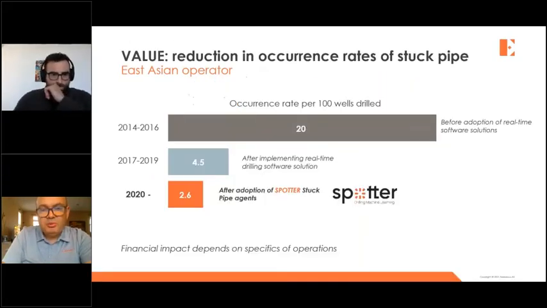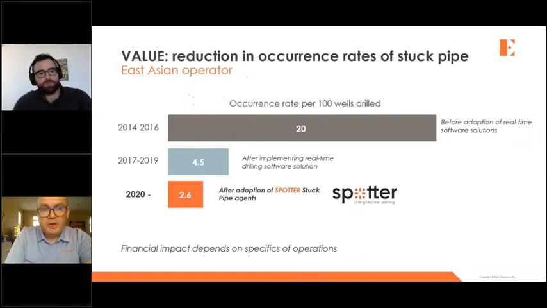Now, what kind of value does it bring? Before we jump into case studies, I just wanted to show you one which is a really amazing case study. This is from our big client in Southeast Asia, and they have been with us since the beginning. They have been using the software for about 3 years now, and they have used it on over 200 wells.